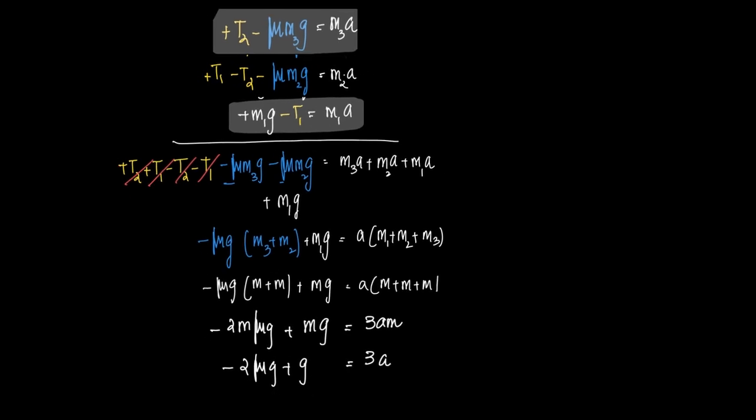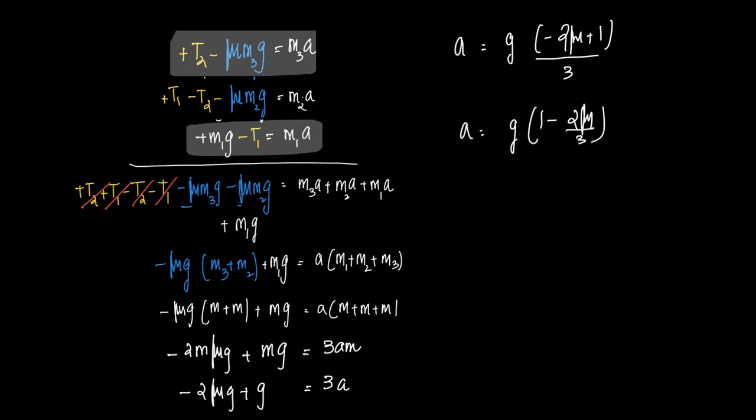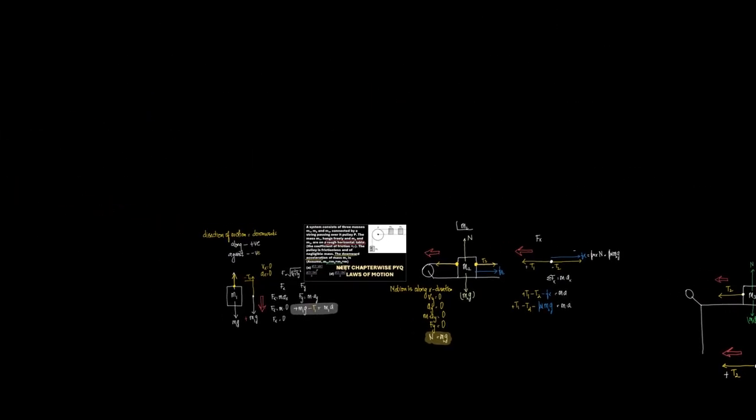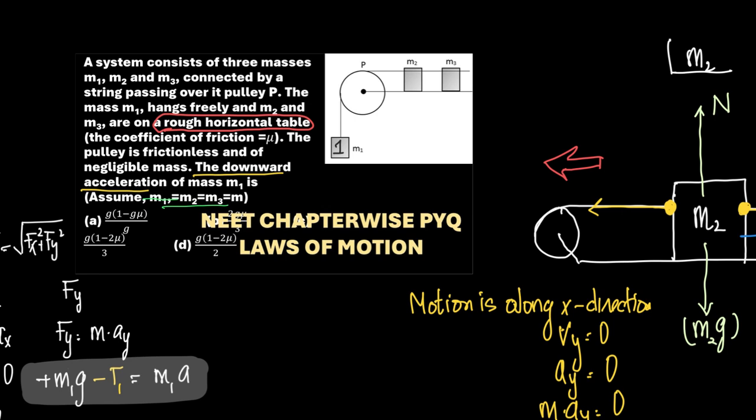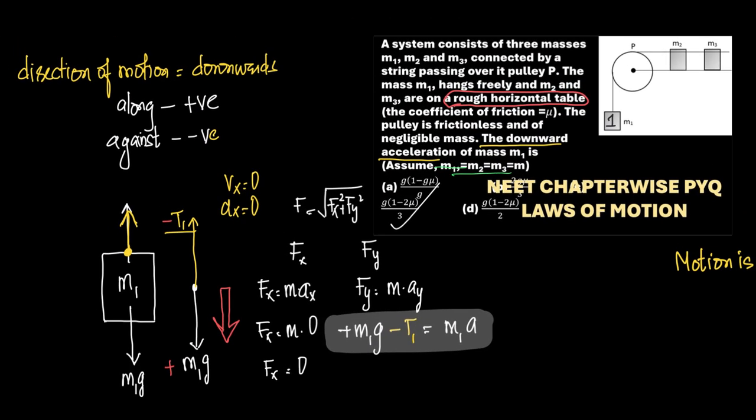And what is it that we need to find out? We need to find out the value of acceleration. So a will be equal to, take g common, minus 2 mu plus 1 the whole upon 3, or a is equal to g into 1 minus 2 mu upon 3, which gives us the final answer as g into 1 minus 2 mu by 3, option C. Okay.